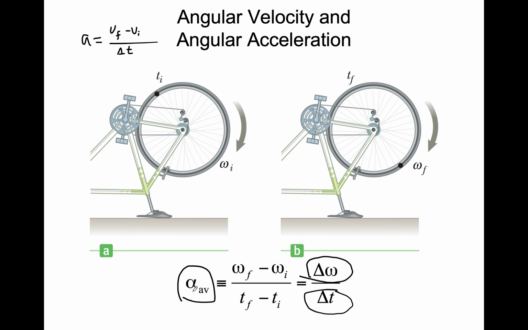Angular acceleration uses the Greek letter alpha. If you noticed, we're using almost all Greek letters for angular motion now. For acceleration we use alpha, and for angular velocity we use omega.